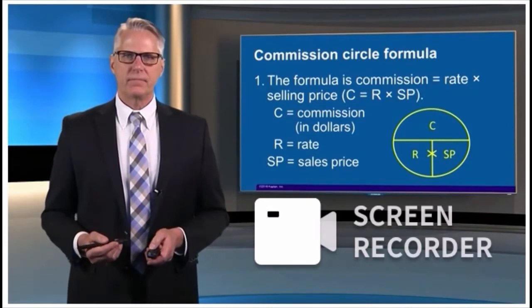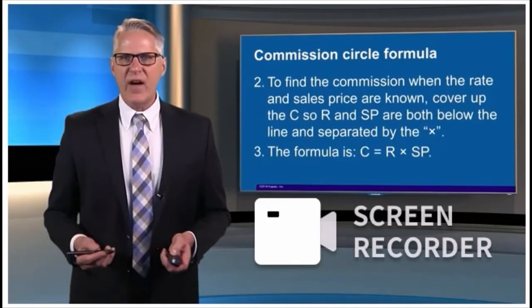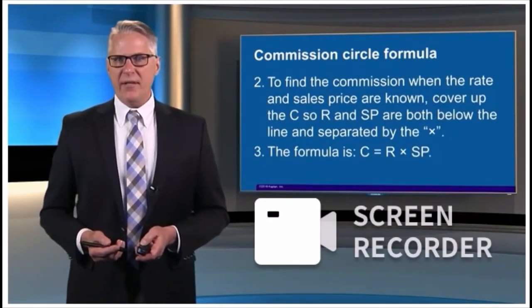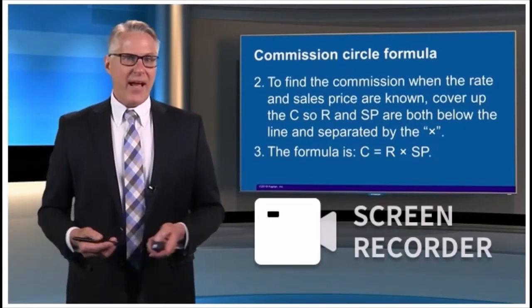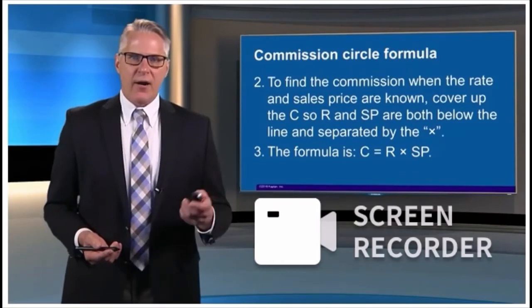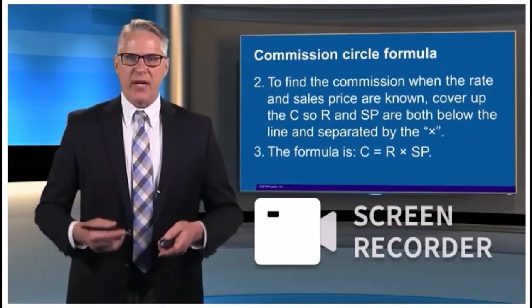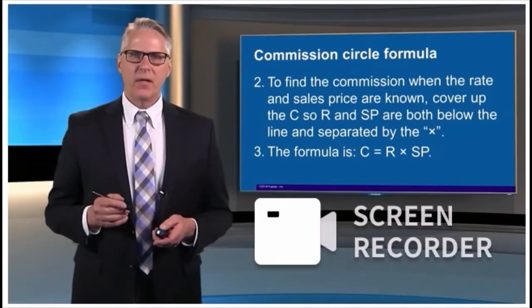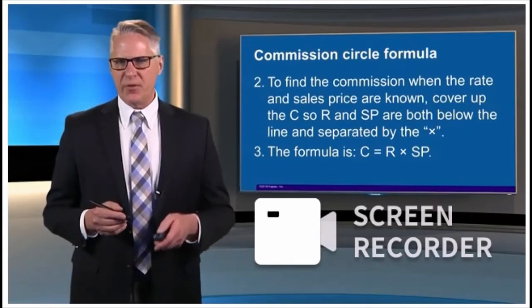To find the commission when the rate and sales price are known, that's easy. You cover up the C for commission. So R and SP are both below the line and separated by the multiplication symbol. And the formula is going to be C equals the commission rate times the sales price. And there you have it.